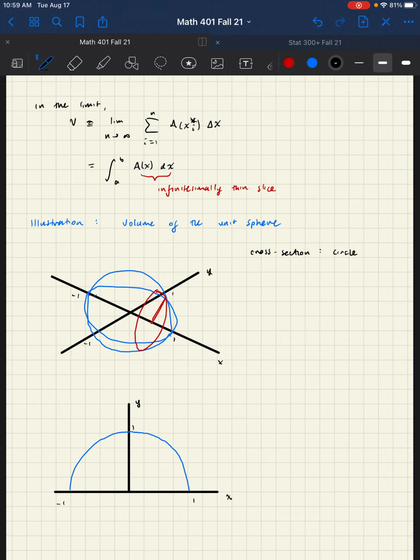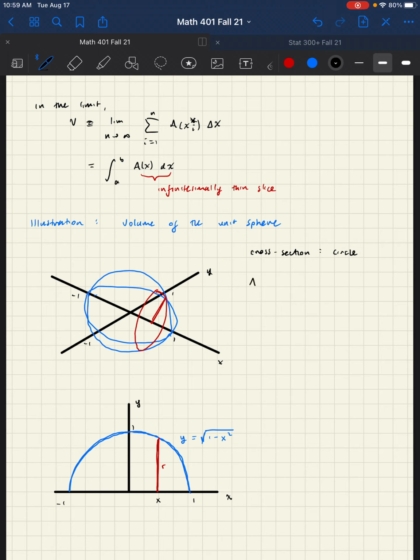So here's y, here's x, here's 1, here's -1, here's 1. Now, how does y depend on x along this curve? What is the equation of this curve? The equation of this curve is y equals the square root of 1 minus x squared. Correct. Okay. And so when we look at the cross section here, it's crossing like this, and if we imagine that we're directly overhead, then this is the radius. So the radius is the y value at that point for x.